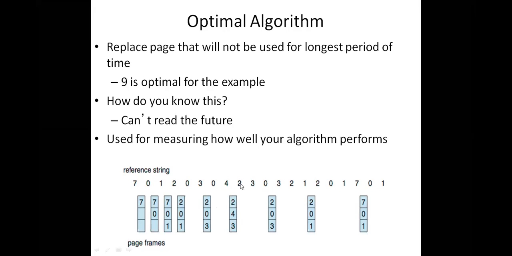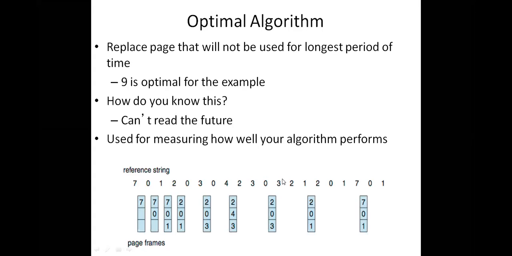After that, 2 is already there in the main memory. 3 is also there in the main memory. And next, now you require 0. 0 is not there in the main memory. So what do you have to do? 2, 4, 3. Which one do you need to consider as a victim page?